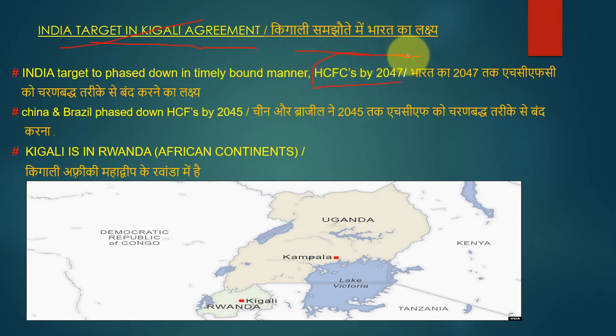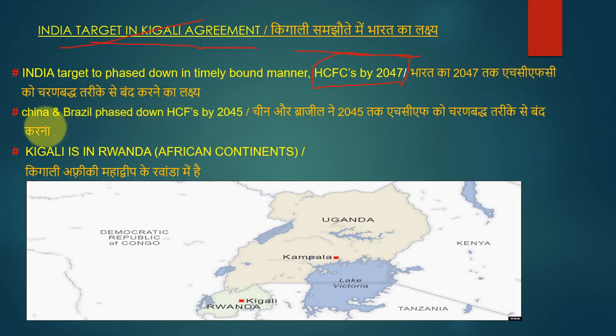इंडिया का क्या टारगेट है किगाली एग्रीमेंट में कि हम कब एचएफसीज, जो है highly global warming potential, when are we going to phase down. The target is 2047. In the upcoming slide, I will describe some basic facts about the Kigali Agreement. भारत को 2047 तक चरणबद्ध तरीके से बंद करने का.